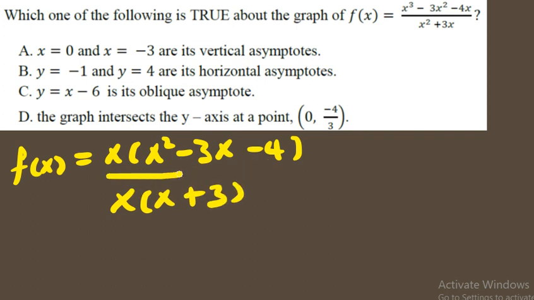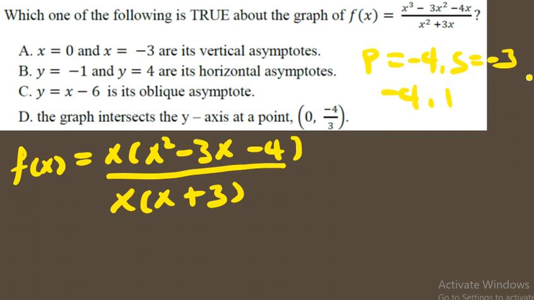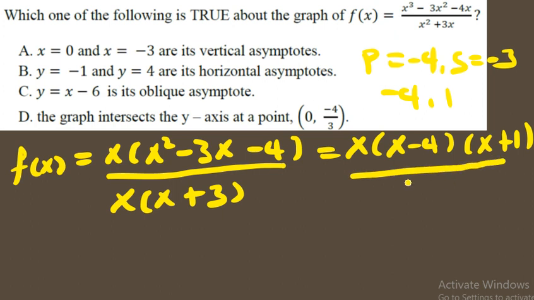Try to factorize. Is there a pair of numbers whose product is negative 4 and sum is negative 3? Negative 4 and 1. Multiply to negative 4 and add to negative 3. So I can write it as x into x minus 4 and x plus 1, the whole over x into x plus 3. Is there something which will be cancelled? Yes. That's x cancelled with x.